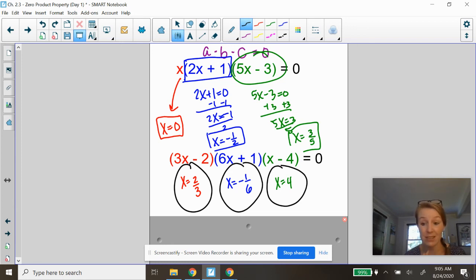All right, I hope that felt all right. Remember, ZPP is zero product property. You're looking for that 0 at the end, and you're thinking about how you can multiply to get a product of 0. We're going to do a few more of these over the next few days, a couple more challenging aspects of ZPP, but I hope this felt like a good introduction.